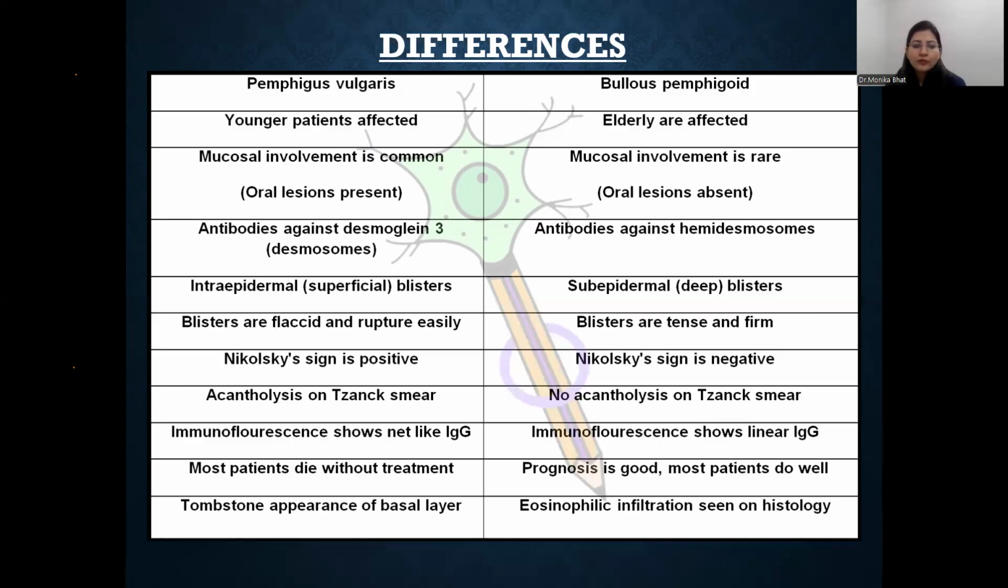When you go for immunofluorescence examination, it shows a net-like appearance of IgG in pemphigus vulgaris, while a linear pattern is seen in bullous pemphigoid. Most patients die without treatment. Prognosis is comparatively well manageable. Tombstone appearance of the basal layer and eosinophil infiltration are seen on histopath examination.